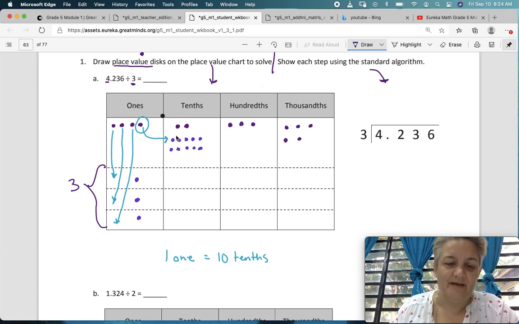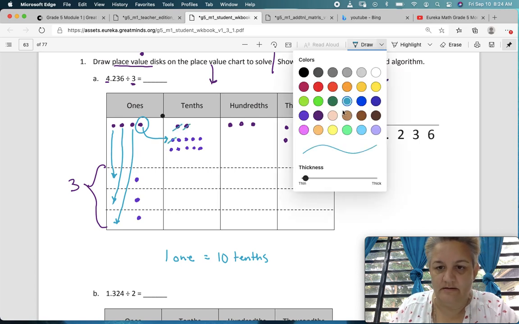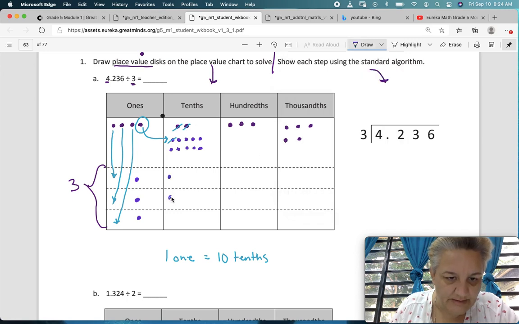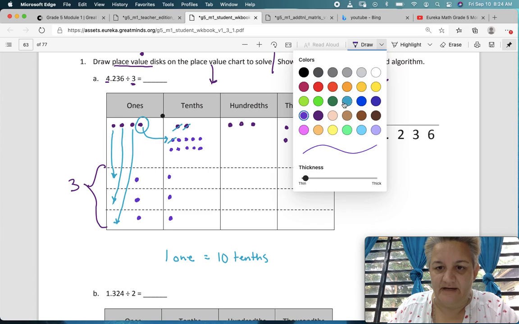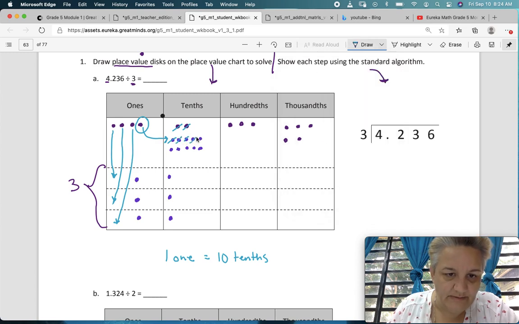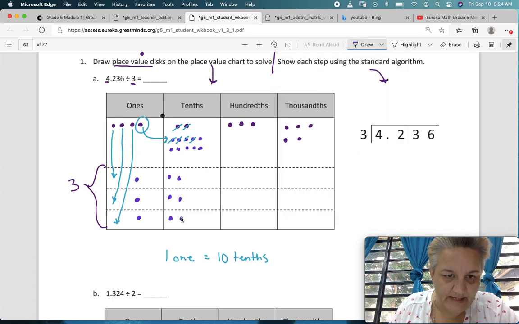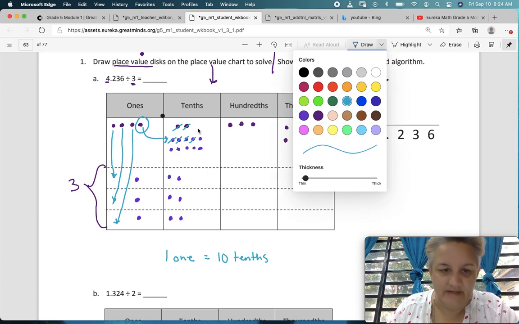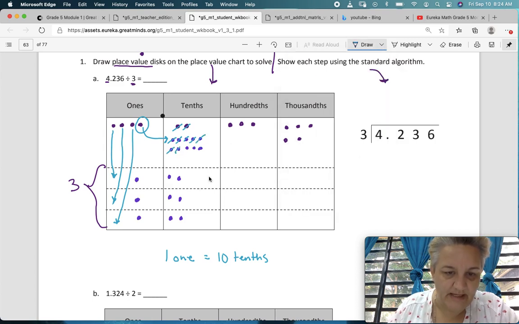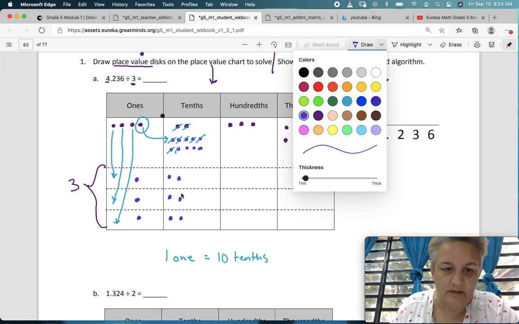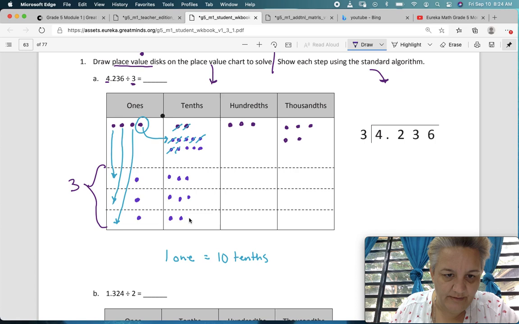Okay? Now I'm going to move these into my 3, so I'm just going to cross them off as I add them. So here's 1, 2, 3, and that's 1, 2, 3, and then I've got another set of 3. 1, 2, 3, then I've got another set of 3. 1, 2, 3, and then what do I have here? I have 3 more.